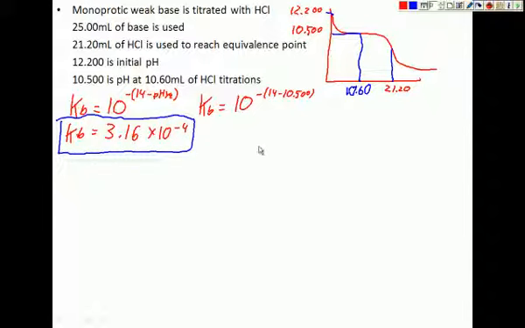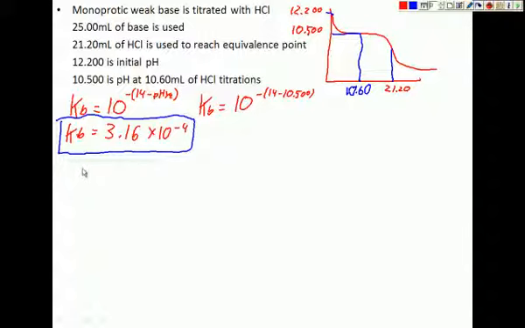Okay? That's it. So again, 3 sig figs. This is 3 sig figs right here. Sorry, 5.00 is 3 sig figs. Our answer is 3 sig figs. And that's our Kb. Now it says, let's calculate our initial concentration of weak base.